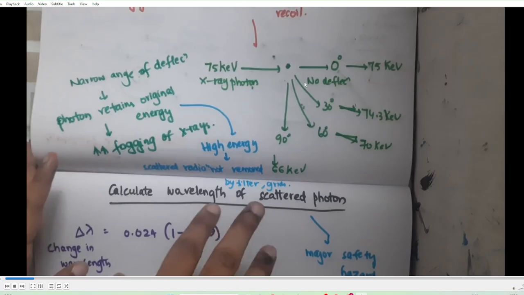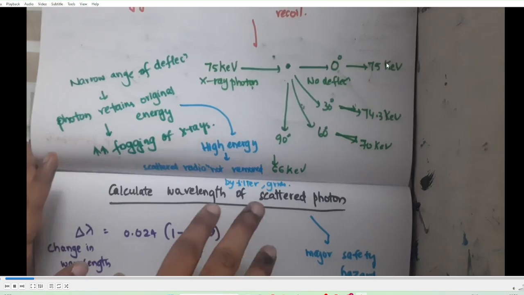In the diagnostic energy range, up to 150 kilo electron volts, photons will retain most of their energy and very little energy is transferred to the recoil electron. So photons retain very little energy loss, meaning that the angle of deflection is narrower. At a narrow angle of deflection, the scattered photons retain almost all of their original energy.